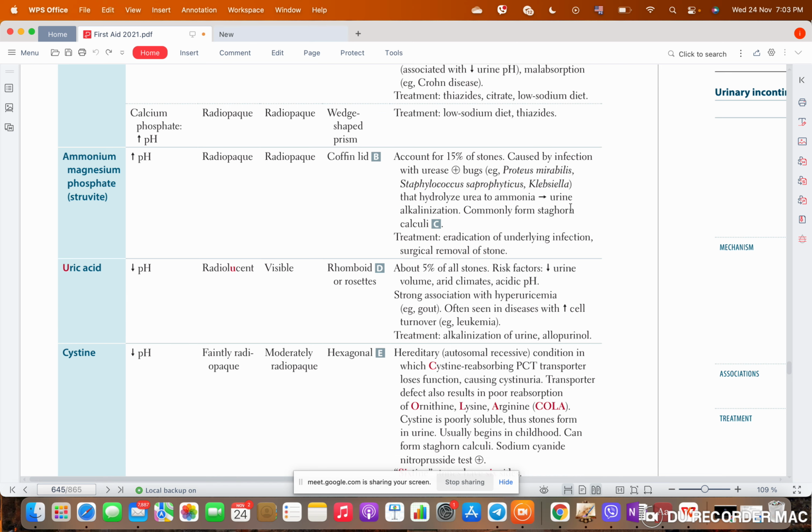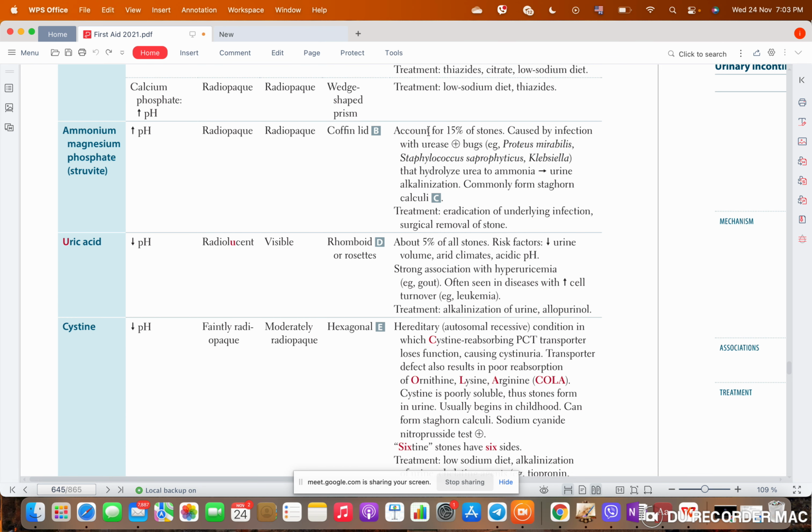Okay, let's take a look. So Klebsiella can lead to it. There is something important about the Klebsiella. It's one of these encapsulated organisms.